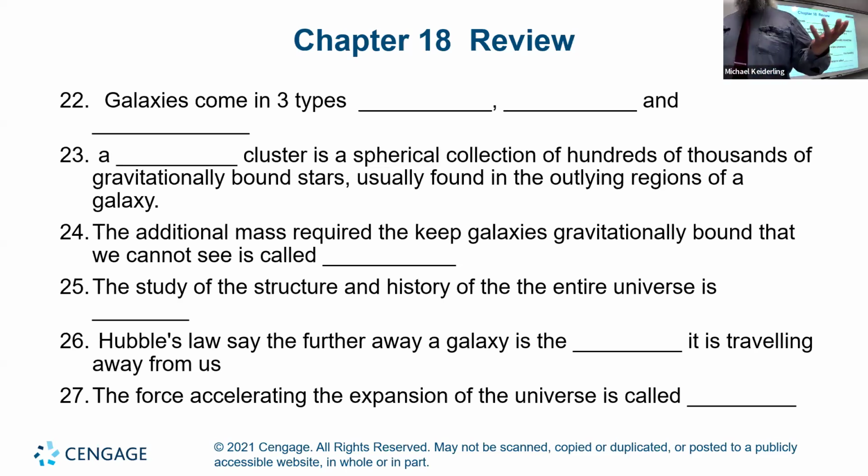The additional mass required to keep galaxies gravitationally bound that we can't see is called dark matter, because we can't see it. The study of the structure and history of the entire universe is called cosmology. Hubble's law says the further away a galaxy is, the faster it is traveling away from us. And the force that appears to be accelerating the expansion of the universe is dark energy. Again, because we can't see it.